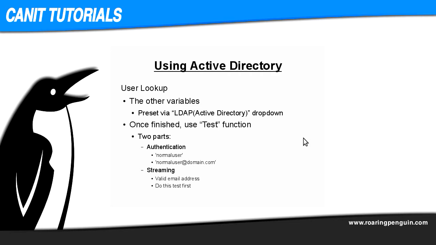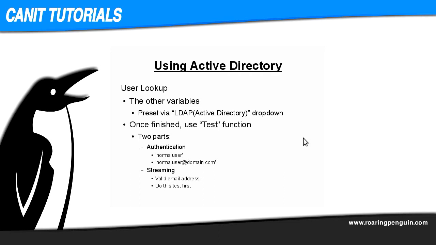Next, it's time to test the user lookup. There are 2 parts to the test function. One tests authentication, the other tests streaming. I recommend testing the streaming part first, because if something is wrong, it will be easier to eliminate the problem. To do this part, enter a valid recipient email address and run the test.